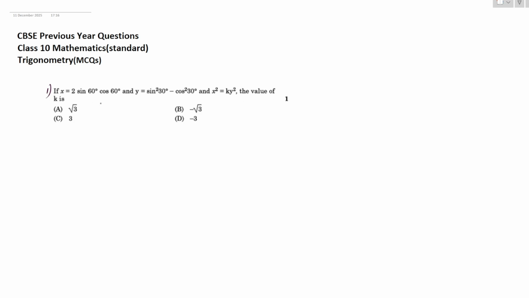Now if you see this question, they have given the x value in this form, the y value in this form, and they have also given one relation between x and y, which is x square is equal to k y square. With the help of this relation only we will find the value of k. First of all we will solve this: x is equal to 2 sin 60 degree cos 60 degree.